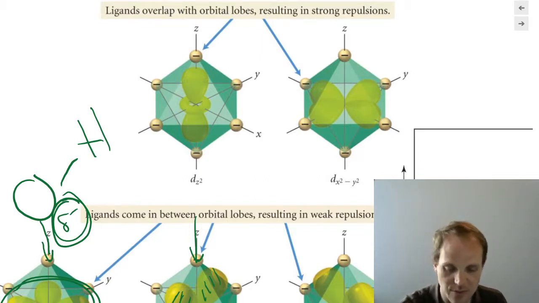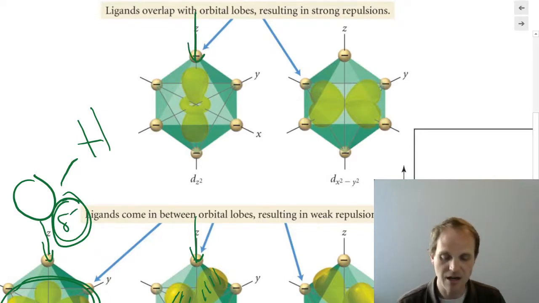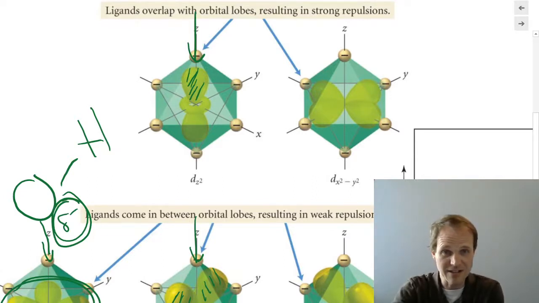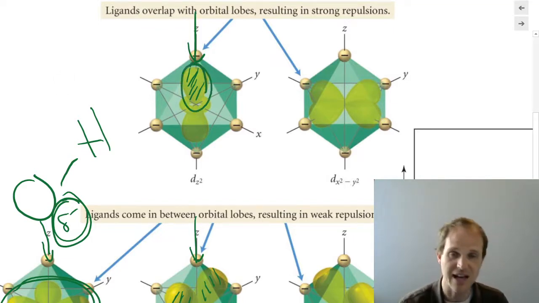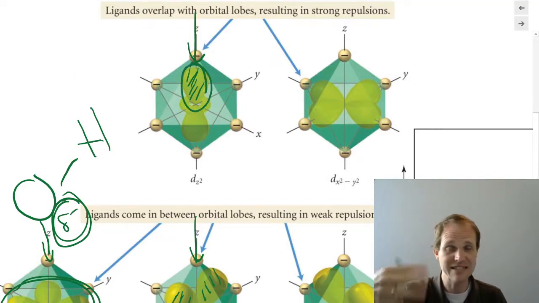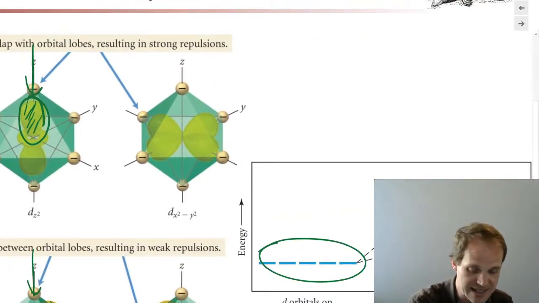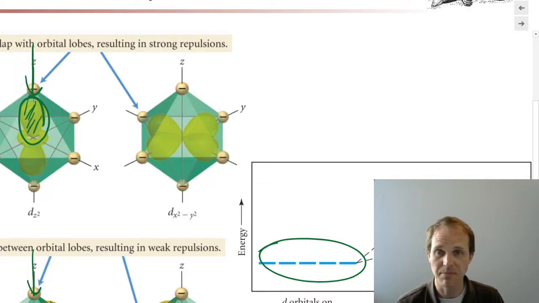Now, if we bring things in along the z-axis to my z squared or my x squared minus y squared, what's going to happen? If I bring things along my z-axis here, and I've got some electron density in this orbital here, and I bring in something that's got some electron density, those electrons are going to be right on top of each other. They're going to be kind of pushing against each other. And what's going to happen to the energy of this guy is it's going to be raised up by more because of that repulsion. And so my z squared orbital goes up by quite a lot.